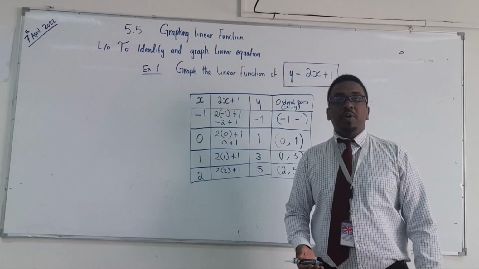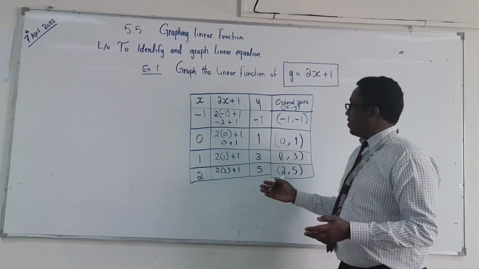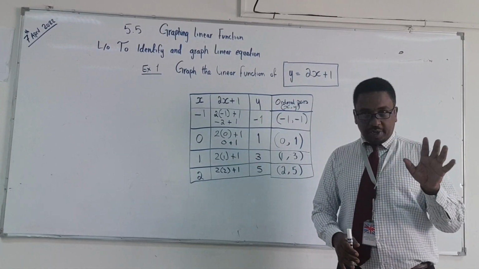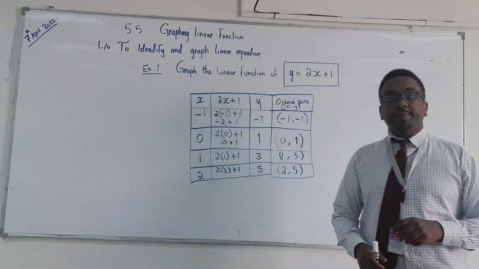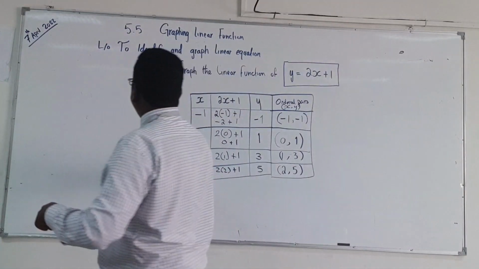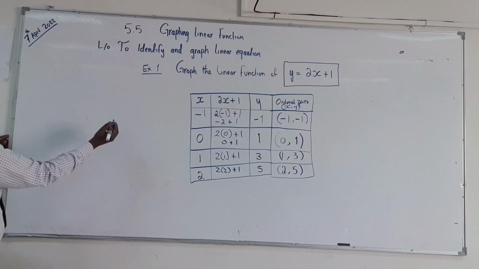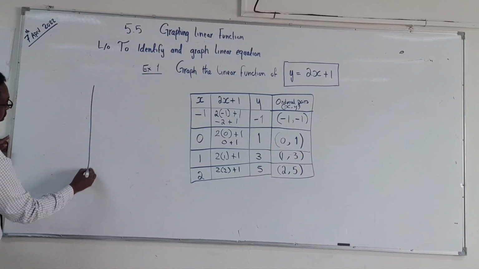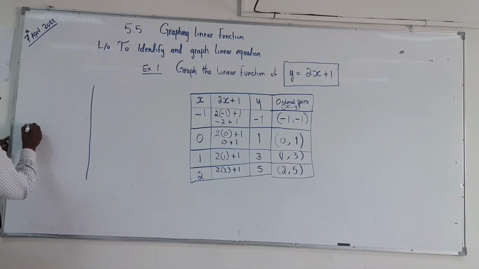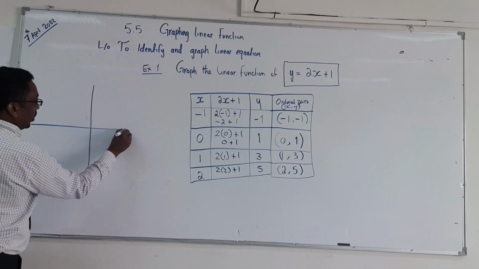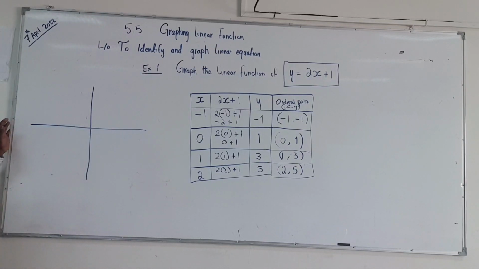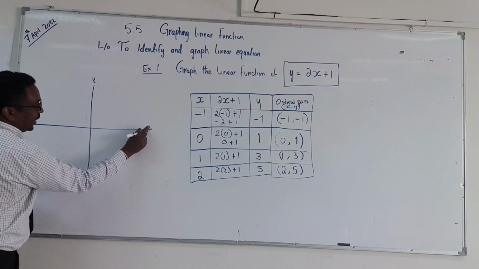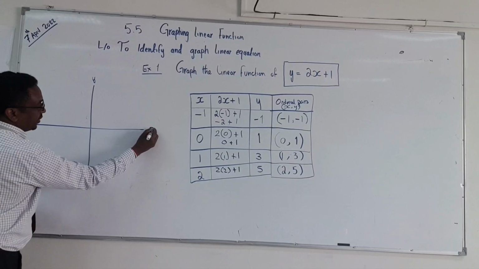All we have to do now is draw the graph. How do we do the graph now? Remember how we do the graph? Let's do it together. Hopefully I will make straight lines. So what do we call this line? Y-axis. And what do we call this line? X-axis. So this one is the Y-axis and this line is the X-axis.